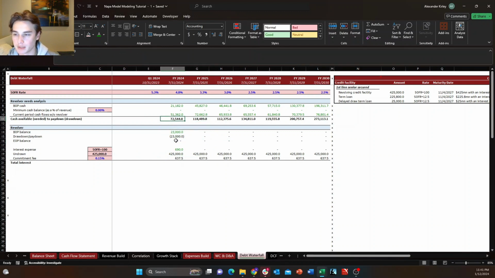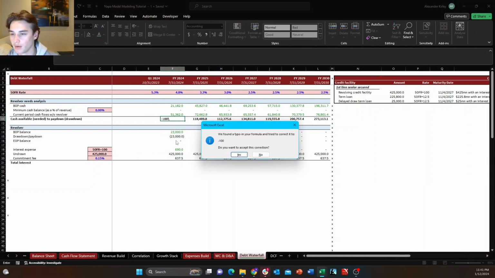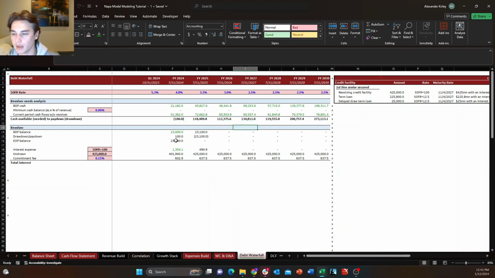We can play around with this a little bit and see really how it works. You get the idea. So yeah, that's how we model out a revolver.